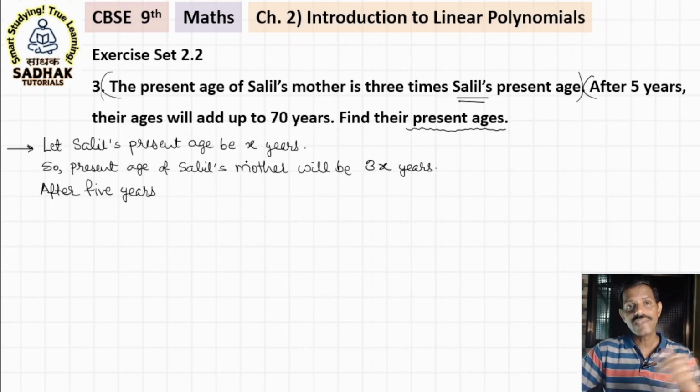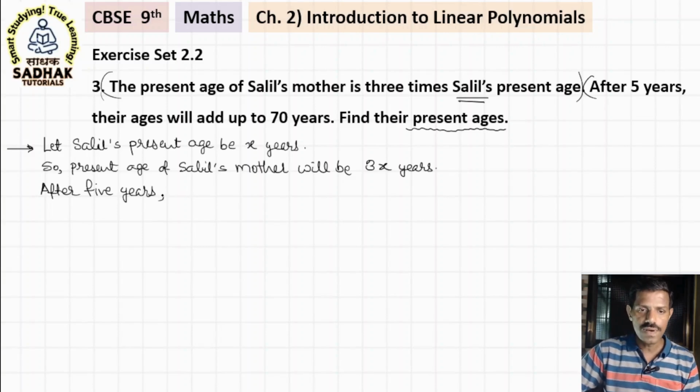So his present age is x. Now after 5 years means we have to add a 5. So after 5 years, Salil's age will become x plus 5, and the age of Salil's mother will become 3x plus 5. Okay. So after 5 years, Salil's age will be x plus 5 years.